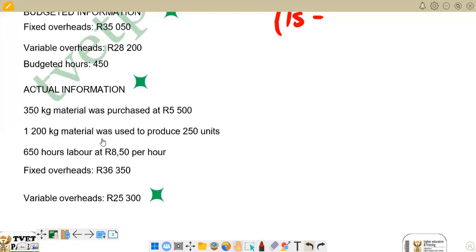So we come here, the material that we have there, we have got 350 kg material was purchased at 5,500. So to calculate now the actual price, we have to say our 5,500, which is the total value, we divide by 350 to get the actual price. So we are saying 5,500, then we divide by 350.